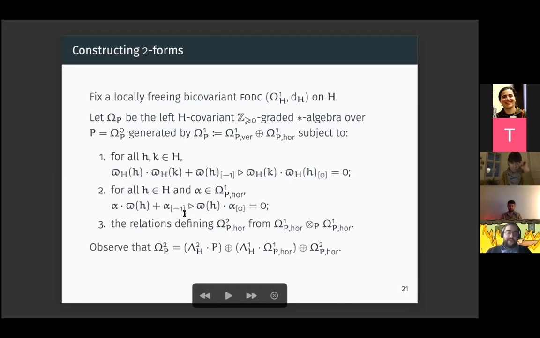modified anti-commutation, taking into account the cross module of left invariant 1 forms in H. It's accounting for the H action on these. And then you have whatever relations generate the horizontal 2 forms from the horizontal 1 forms. So you piece everything together, and you basically have purely vertical 2 forms, which are all the products of vertical 1 forms with vertical 1 forms. You have these mixed vertical horizontal 2 forms, which are products of vertical 1 forms with horizontal 1 forms, and then you have the purely horizontal 2 forms.